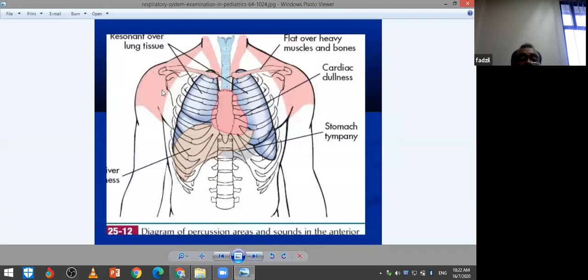And then you can see this resonance here. The cardiac dullness here can be different. Some part is dull, some part is okay. And then you see the liver dullness. And then there is the tympany, where you see the stomach. Okay. You have to practice. No choice.